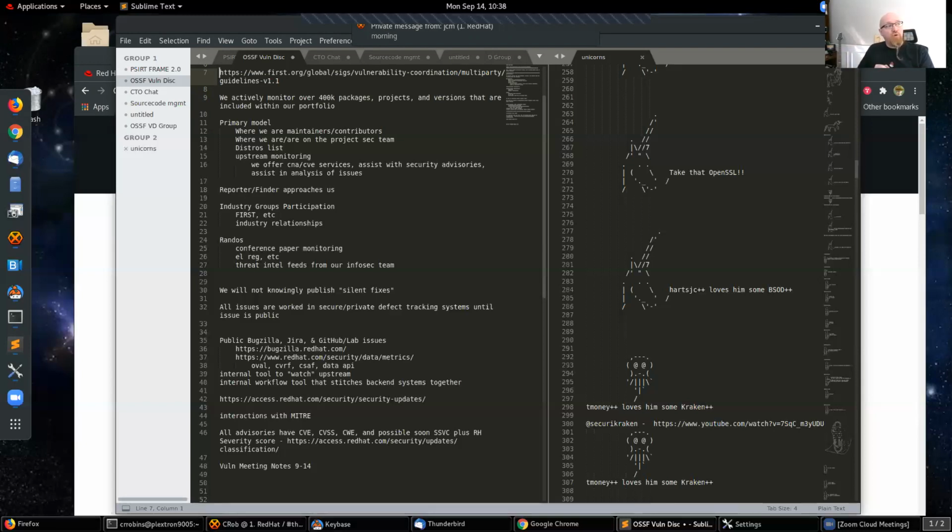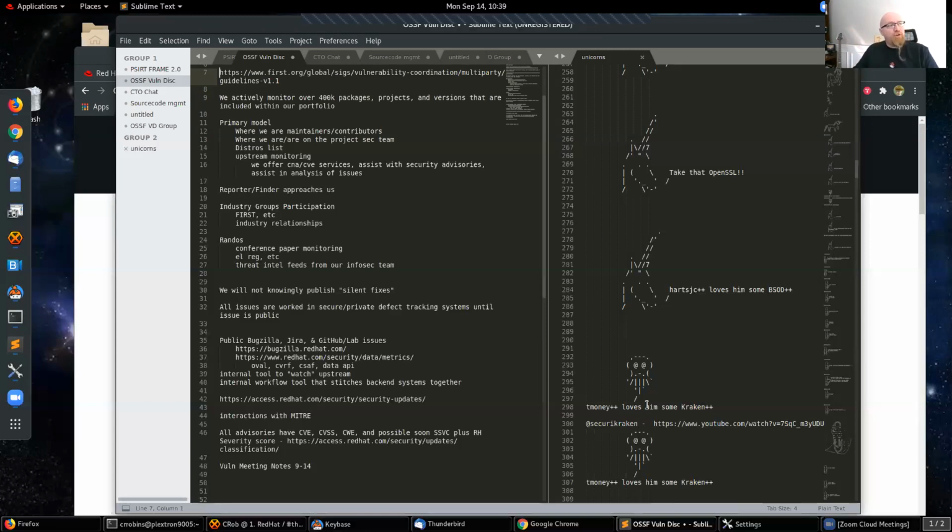We have an internal tool that watches upstream, and then we developed an internal workflow tool that helps stitch those different back-end systems. So again, we have about 4 different defect trackers. We also have several different internal build pipelines or errata systems that we need to issue trackers to, and we manage all that through a central pane of glass we call SFM2, a Security Flaw Manager 2. We're very original in our names.